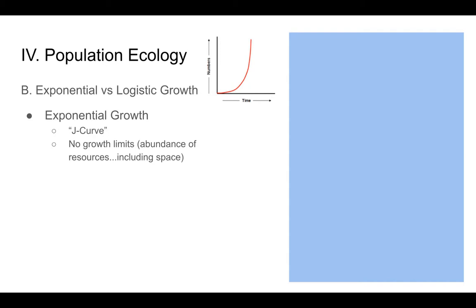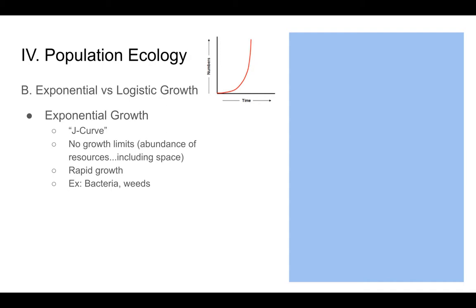This is growth that can happen without limits, typically because there's an abundance of resources, food, water, and space is included here. And so really populations can grow and grow and grow as much and as quickly as they desire. It's very, very rapid growth, which is where the exponential comes in. Bacteria are a great example of organisms that experience exponential growth. Some weeds are great examples of those that experience exponential growth.